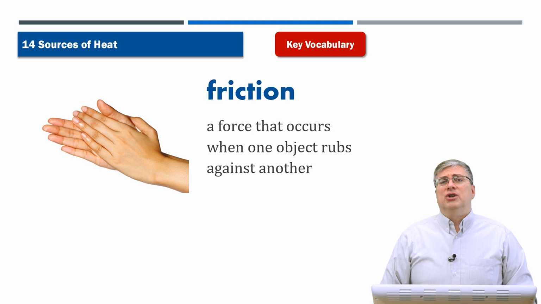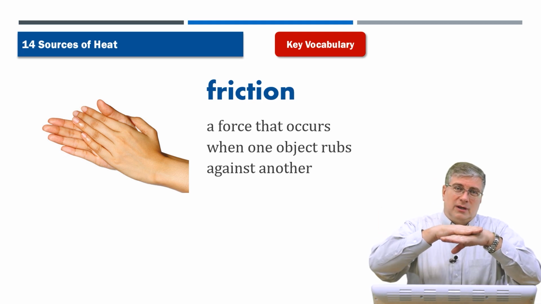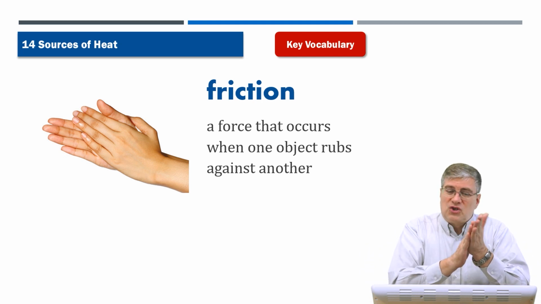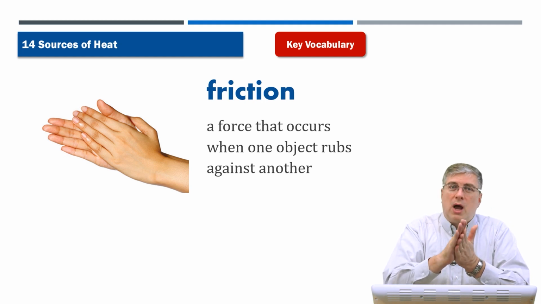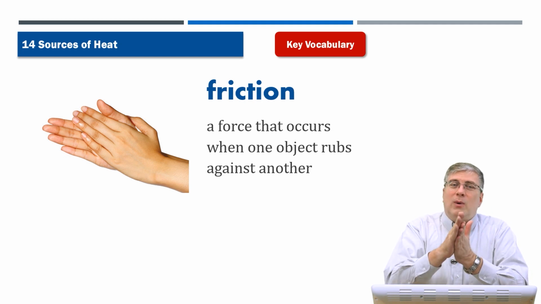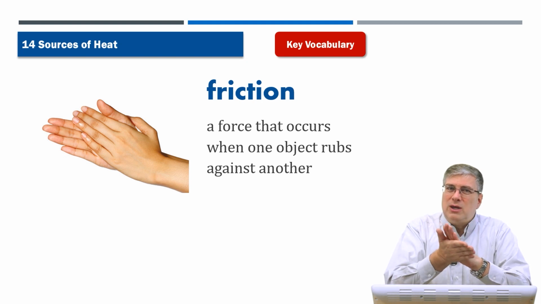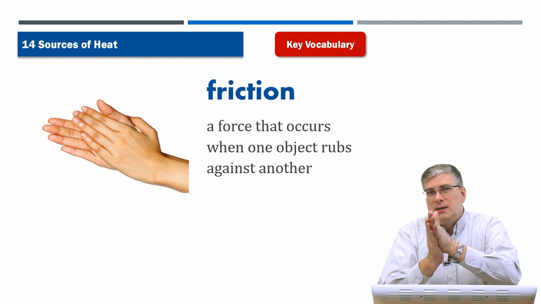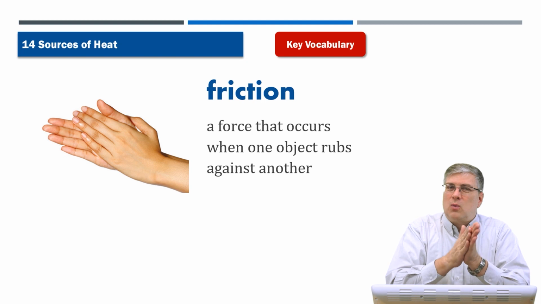We talked about friction in a previous lesson when we were talking about forces moving across different types of surfaces. Of course, friction is the force that occurs when you rub one object against another. And when you have friction, you're losing energy. But actually, when you lose energy, the energy is getting transferred from one object to another. And when that energy gets transferred, what happens?